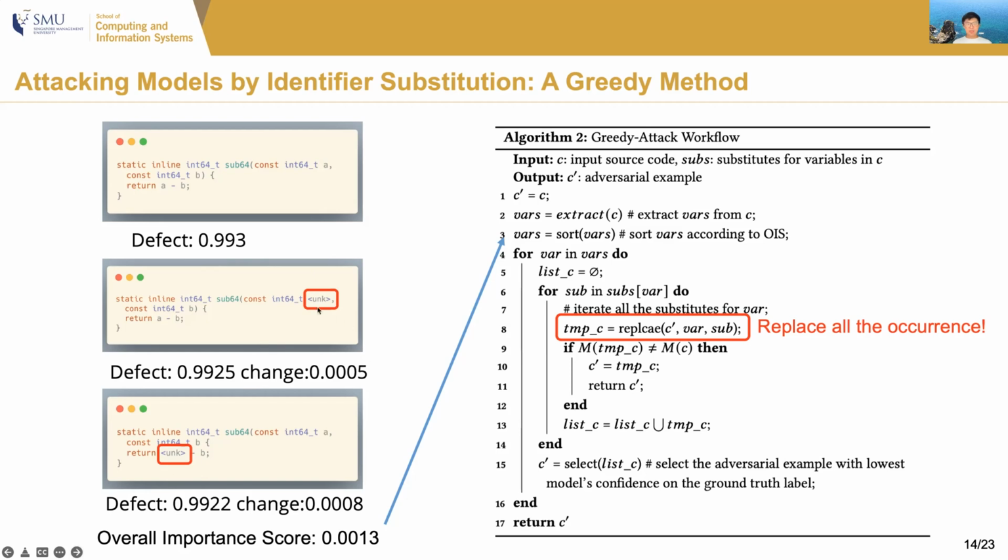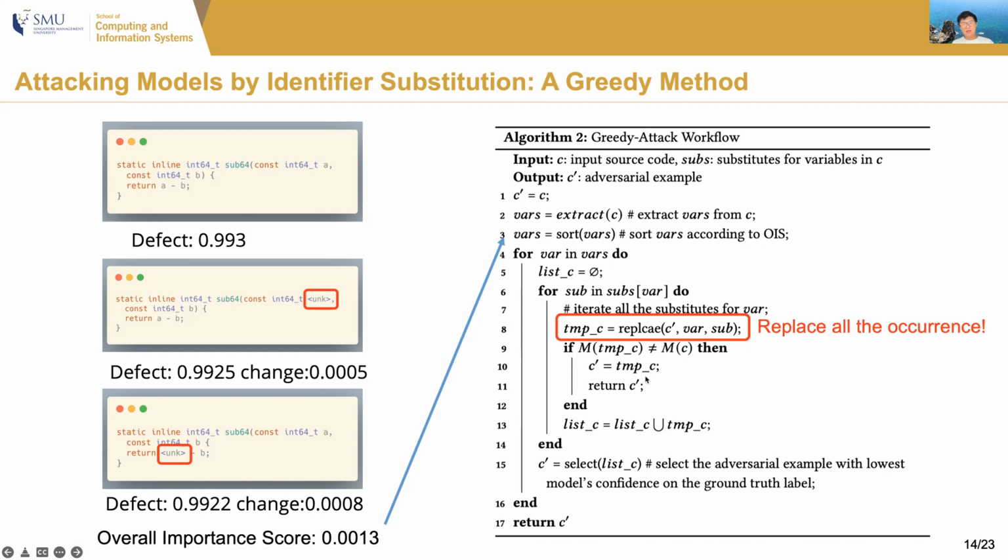Since a variable can appear multiple times in a code snippet, we use the sum of all the changes at the different occurrences as the overall importance score of this variable. We can compute the score for each variable and rank them from the highest to the lowest. This corresponds to the third line in the algorithm on the right side. For each variable, we iterate over all the candidates for it and generate program variants by substituting the original variable using the candidate. Note that here we need to replace all the occurrences of a variable to ensure that the transformation is semantic preserving. Then we feed the new program into the model and see whether the output label changes.